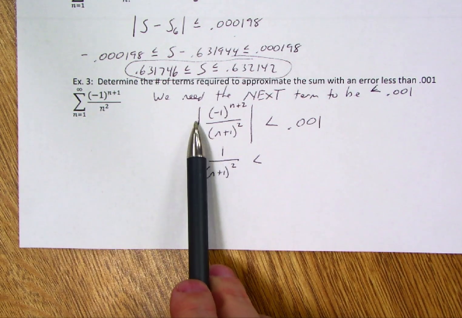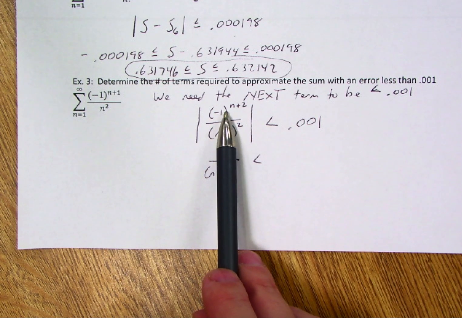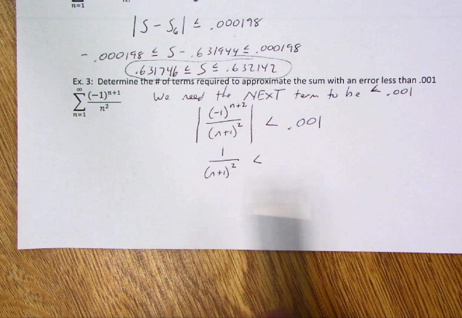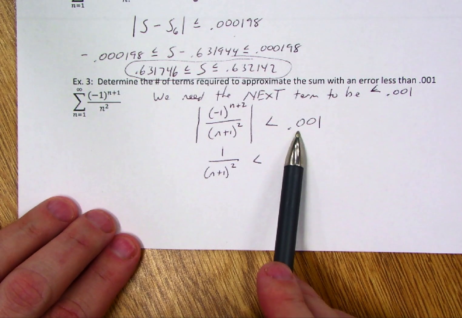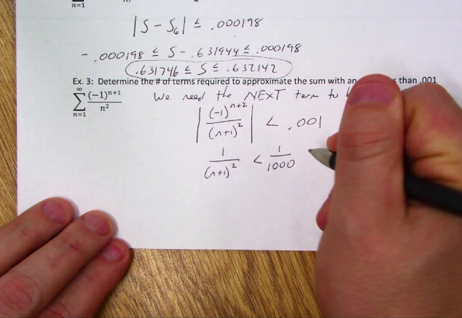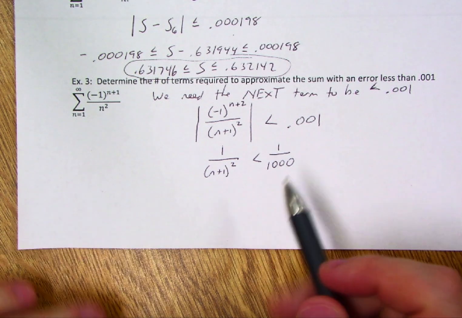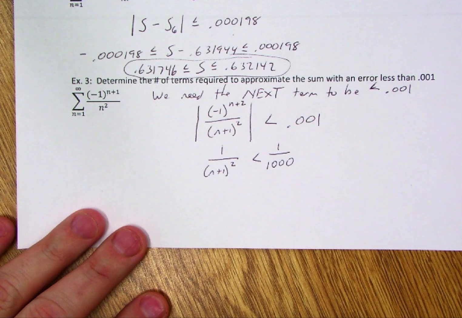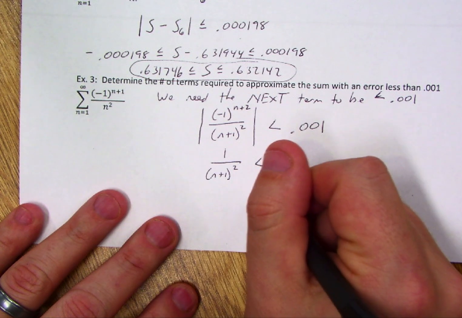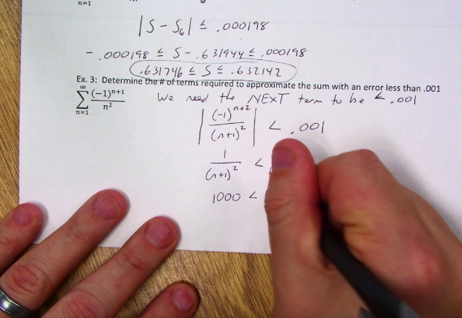I want you to understand what I just did. I'm taking the absolute value of that top part, which is always going to be -1 or 1 anyway. So when you take the absolute value of it, now we know it's +1. And the bottom's always positive too, so the absolute value is not necessary. And I'm dealing with fractions, so I'm going to write 0.001 as 1/1000. And now I want to solve this. So just like I'm solving a proportion, I'm going to cross multiply. So I'm going to have 1,000 is less than n plus 1 squared.